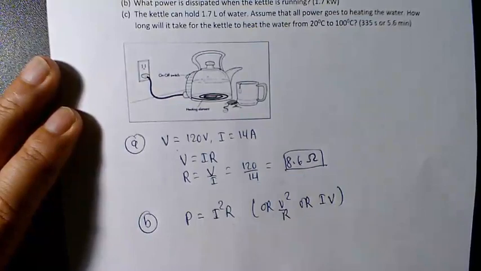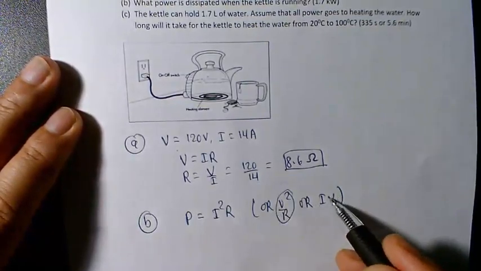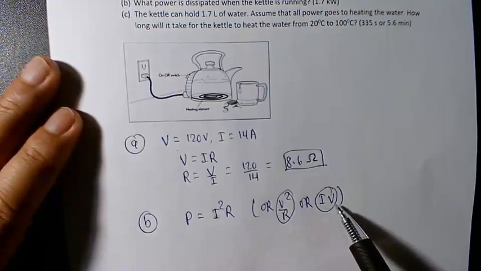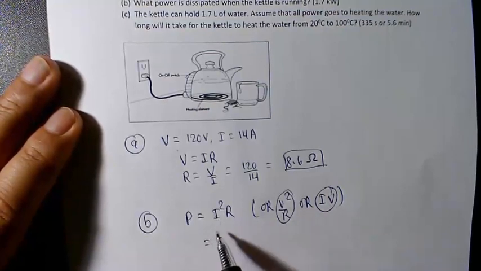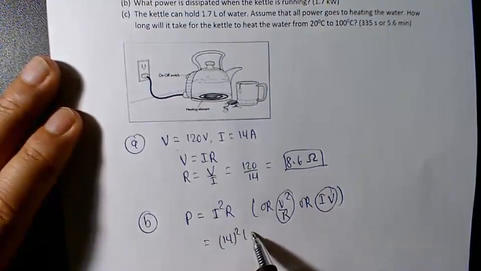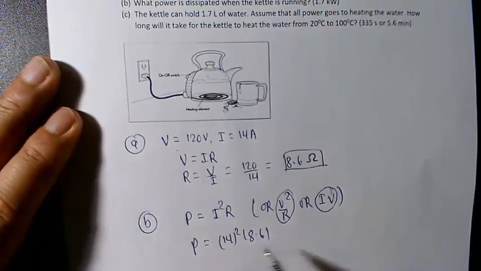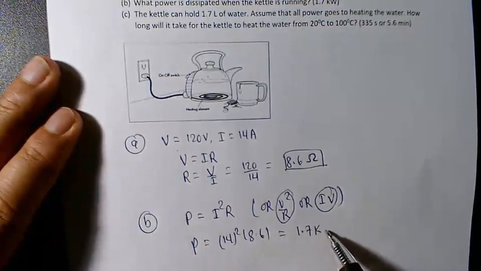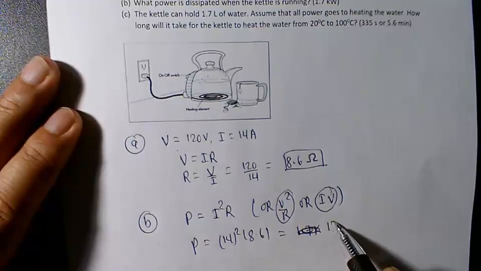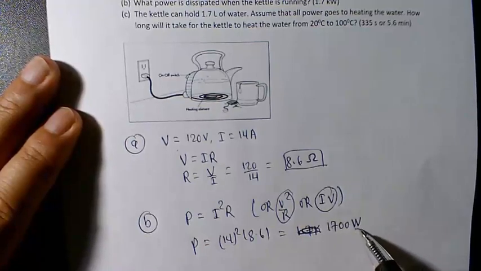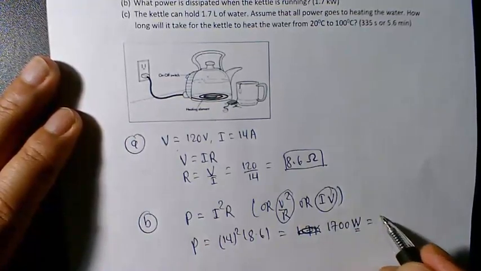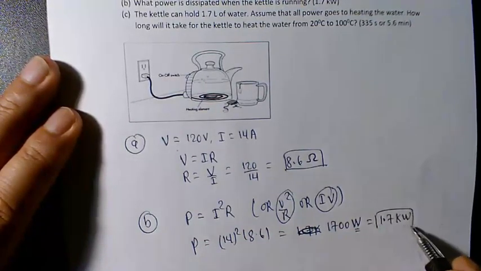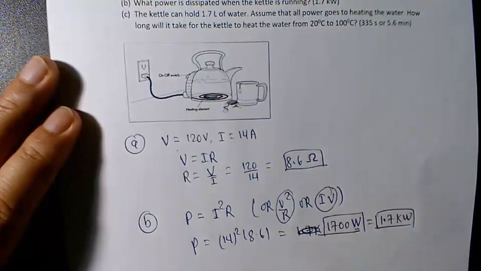Since we know all these parameters, there are three formulas for power. One is I squared R, one is V squared over R, one is I times V. Since we know all of this, just use one of them. So I is 14 amps and resistance is 8.6. So the power dissipated by this kettle heating coil is 1.7, so you'll get 1700 watts. Watts is the unit of power, and you can convert to kilowatts if you have a big number, or just leave it in watts, that's fine.